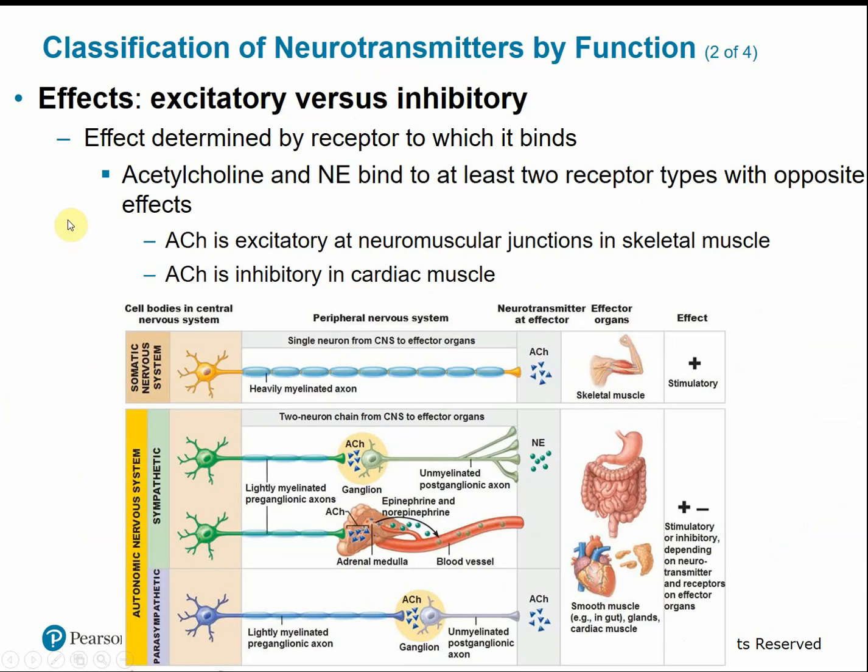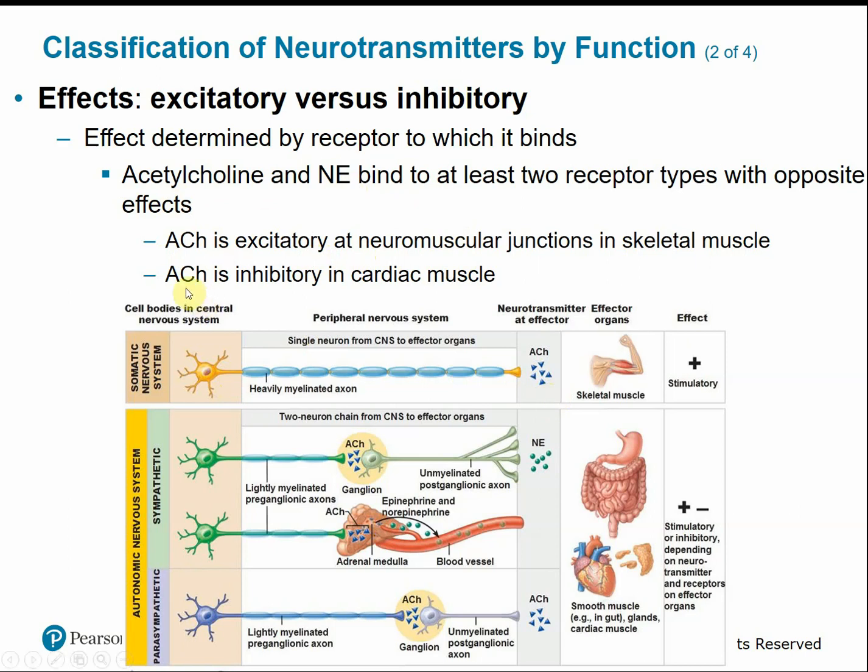The effect of the neurotransmitter is really going to depend on the receptor it's binding to. Acetylcholine and norepinephrine bind to at least two different types of receptors that have opposite effects. We know acetylcholine is excitatory and stimulates skeletal muscle at the neuromuscular junction. That was our kickstart signal for muscle contraction, acetylcholine.